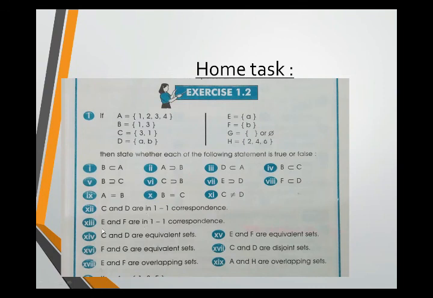Now we move towards this: C and D are one-to-one correspondence. Where are C and D? This one is C and D. Yes, they are in one-to-one correspondence because the first element of set C corresponds to the first element of set D. The first element of set C is 3 and the first element of set D is 8, so they are one-to-one correspondent. The second element of set C is 1 and the second element of set D is B, so they correspond to each other. So this statement is true. C and D are equivalent sets.